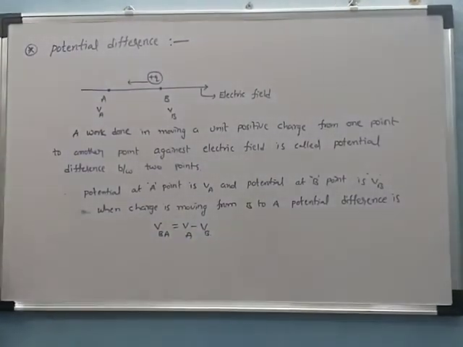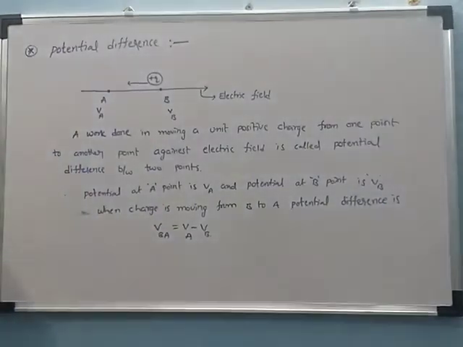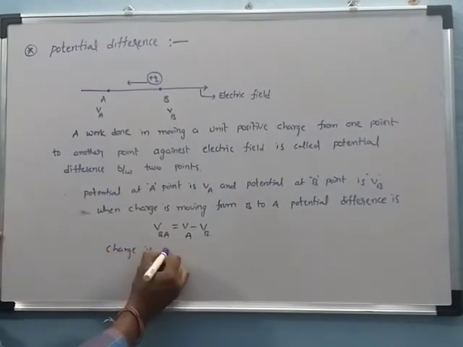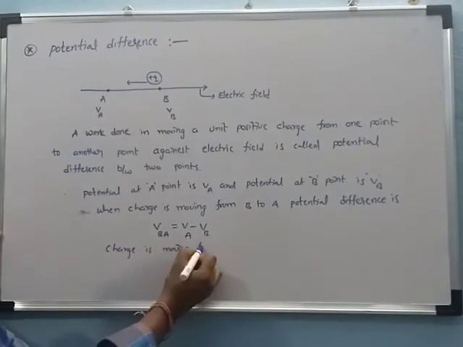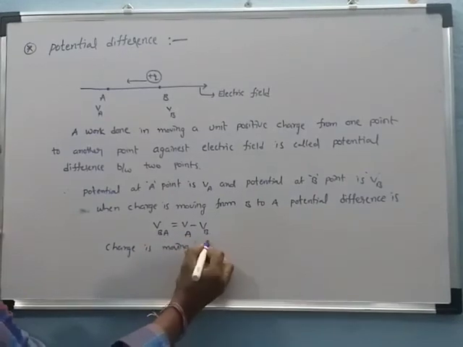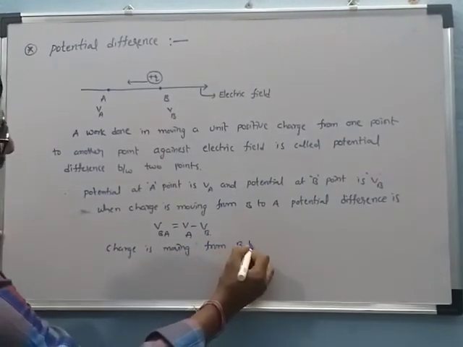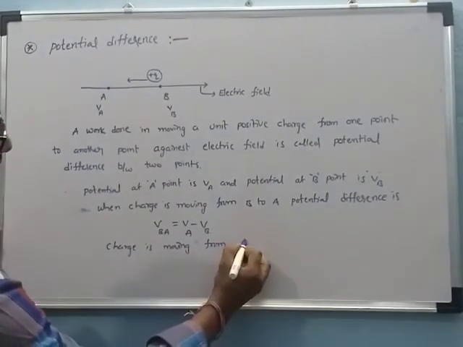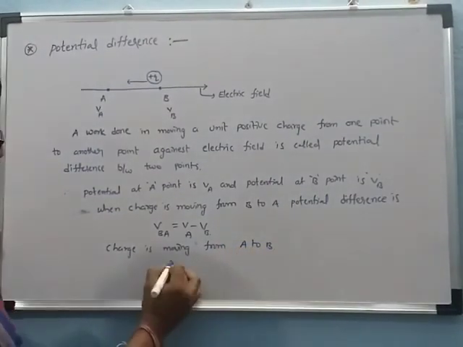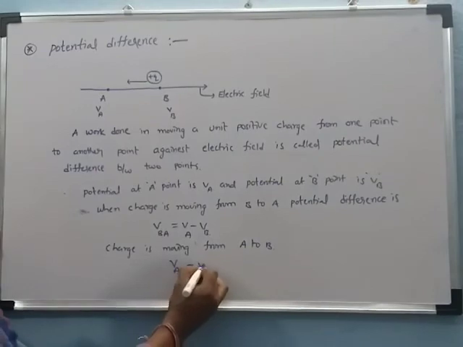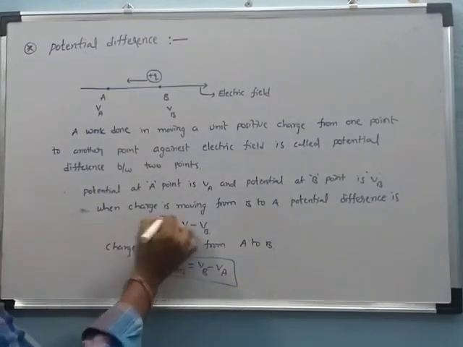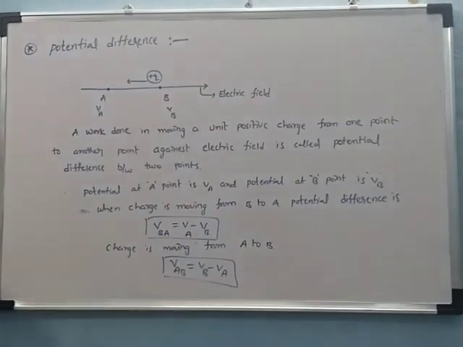Now if the charge is moving from A to B, then we can write VAB is equal to VB minus VA. So this is the formula of potential difference.